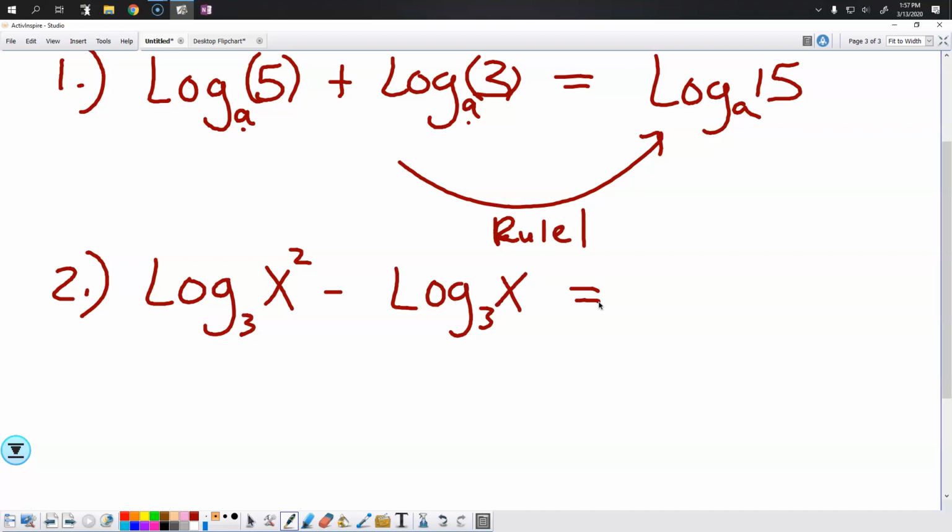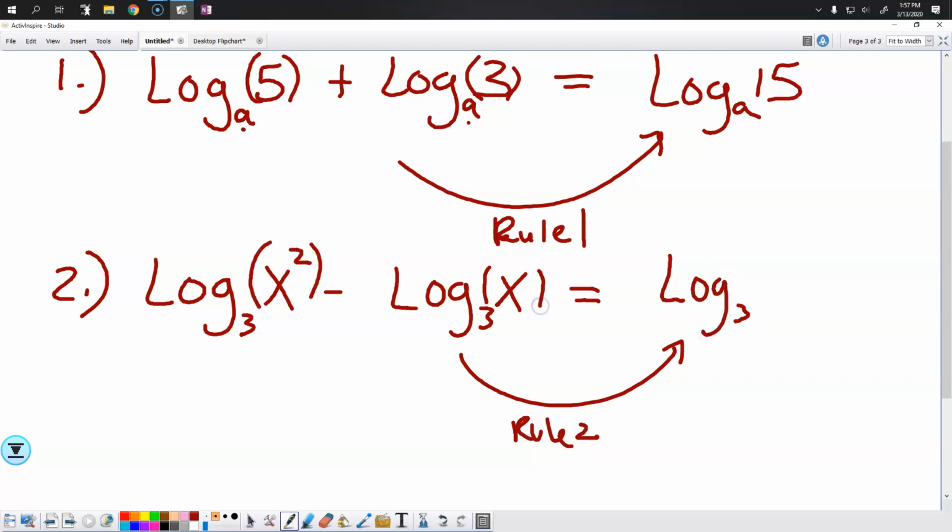What rule do we have here? Rule 2. So according to rule 2, 2 logs that are being subtracted could be written as 1 log where the arguments are being what? Divided. Now, here's the thing about that rule. Just like with subtraction and division, the order matters. With addition and multiplication, it doesn't matter, but with subtraction and division, it matters. The one that comes first is the one that has to go on top, and the one that comes second is the one that goes on bottom.